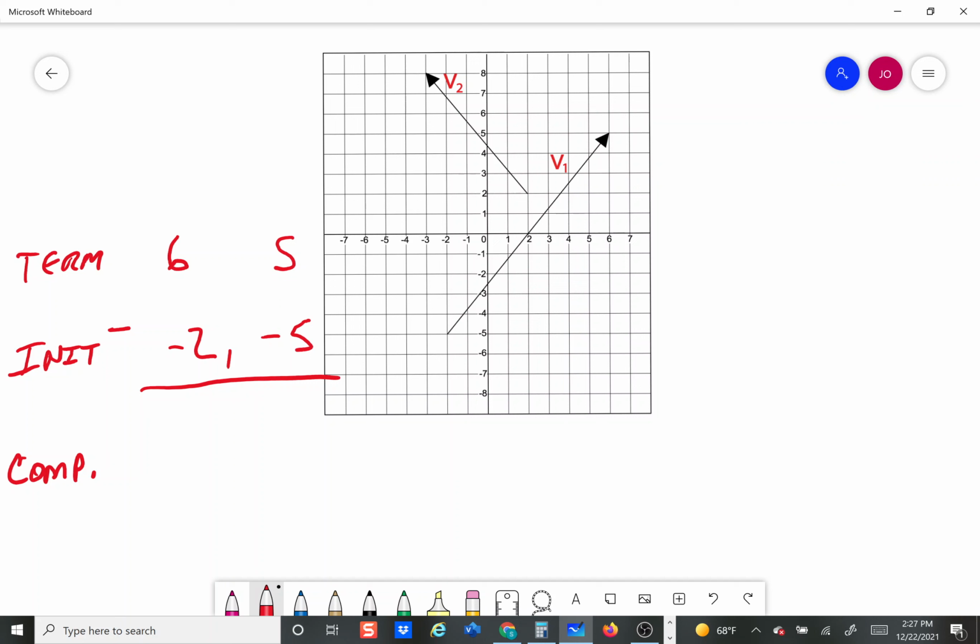Do we all remember that from math? So when I subtract a -2, that's going to be like adding 2. And when I subtract a -5, it's going to be like adding 5. So now I have 6 plus 2 in this case, which is 8, and 5 plus 5 in this case, which is 10. So my component value of this vector, how far does it move across the x-axis and how far does it move on the y-axis? We see that it moves 8 to the right on the x-axis and it moves 10 up on the y-axis.